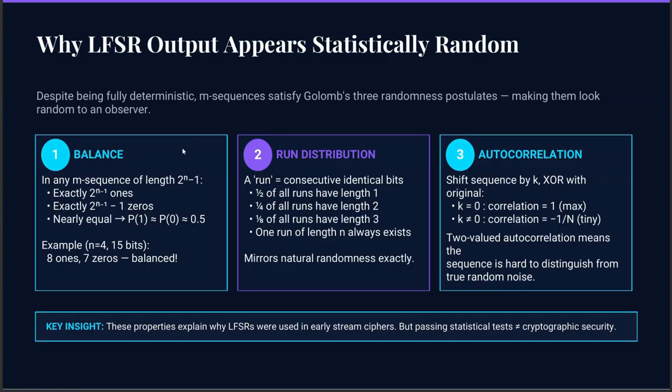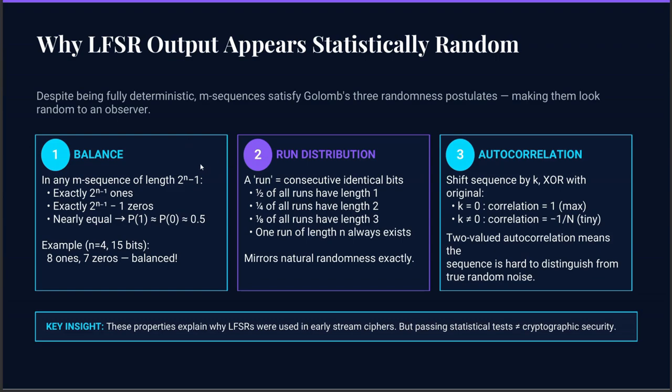Even though an LFSR is completely deterministic, its output still behaves statistically like random noise. This happens because the maximum length LFSR sequence satisfies the most important statistical properties, called Golomb's randomness postulates. These are three main properties. First property is balance. In a maximum length sequence, the number of ones and zeros are almost equal.